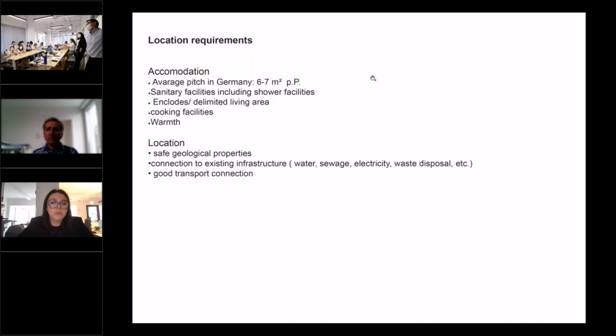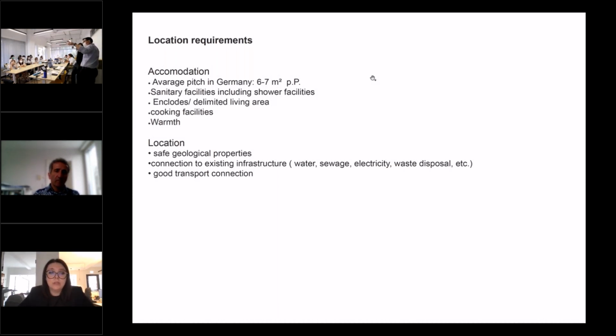They also want to give the people sanitary facilities, including showers, also cooking facilities, a delimited living area, and warmth. And for the location, it is also thought that it should have safe ground, a good connection to the existing infrastructure, and good transportation.